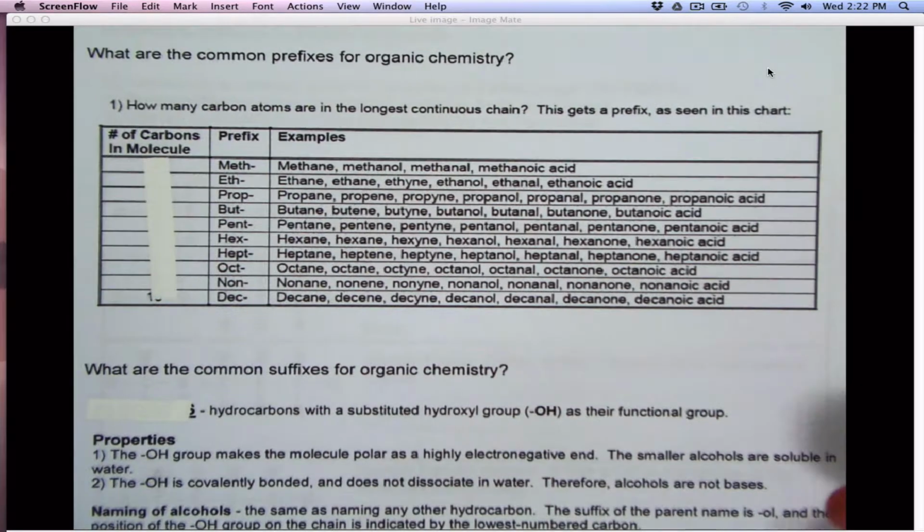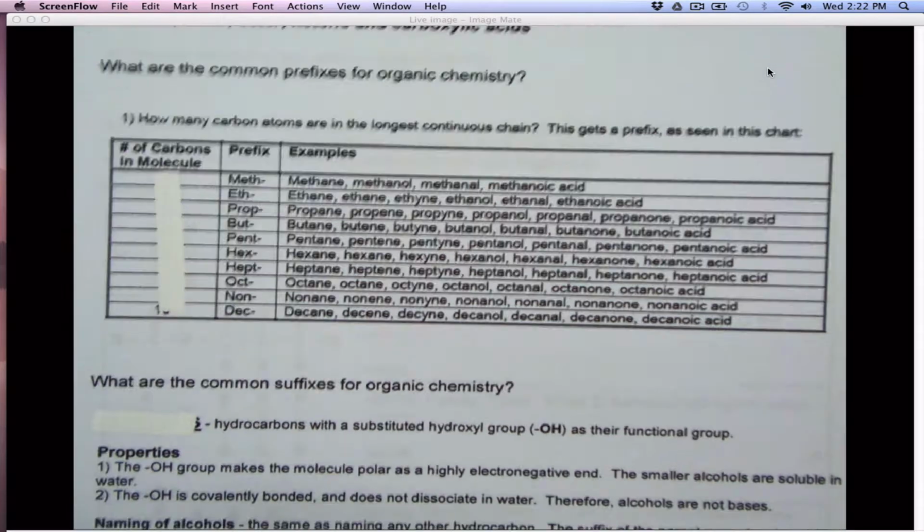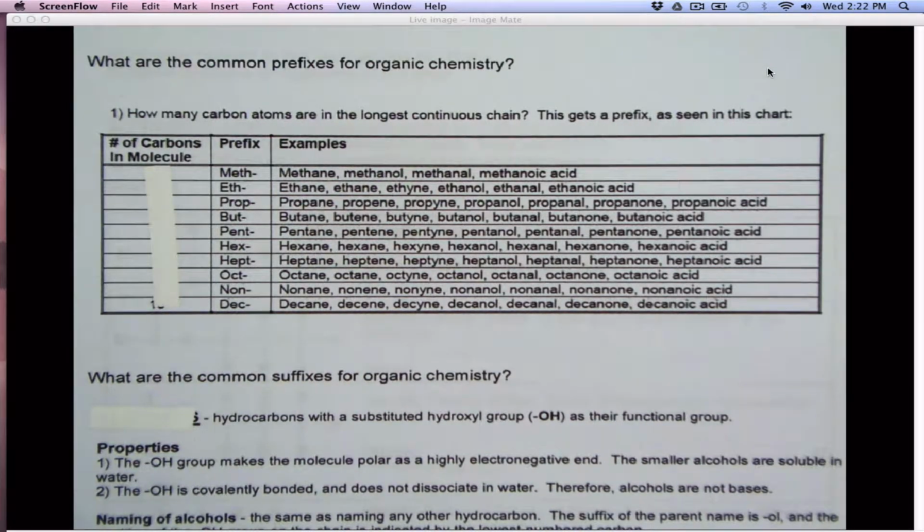Okay, next part we're going to do for organic chemistry is we're going to start naming some molecules. How to name them, what the deal is with naming them, how it works, things like that. So the first thing you need to know about organic chemistry is they all have prefixes, and the prefixes tell you how many carbons there are.